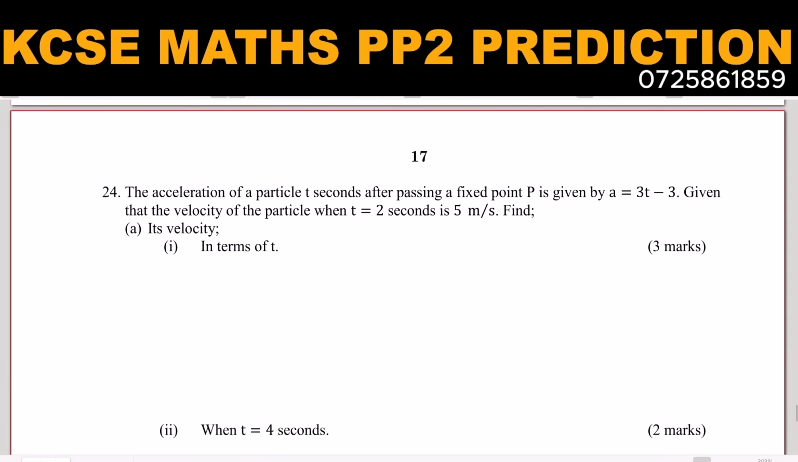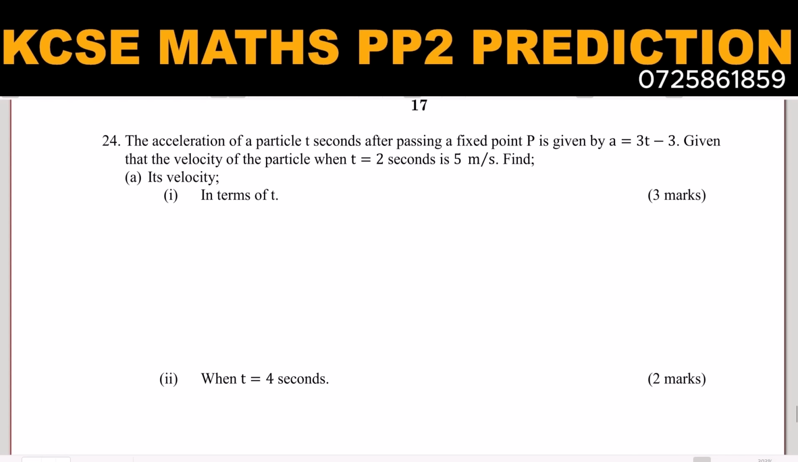Let's go to the first part. The acceleration is what you're given, and it is given by this expression there. Given that the velocity of the particle when t = 2 is 5 meters per second, find its velocity in terms of t. So you're given acceleration, you need to find velocity. So how do you do that? Now, you should remember these.